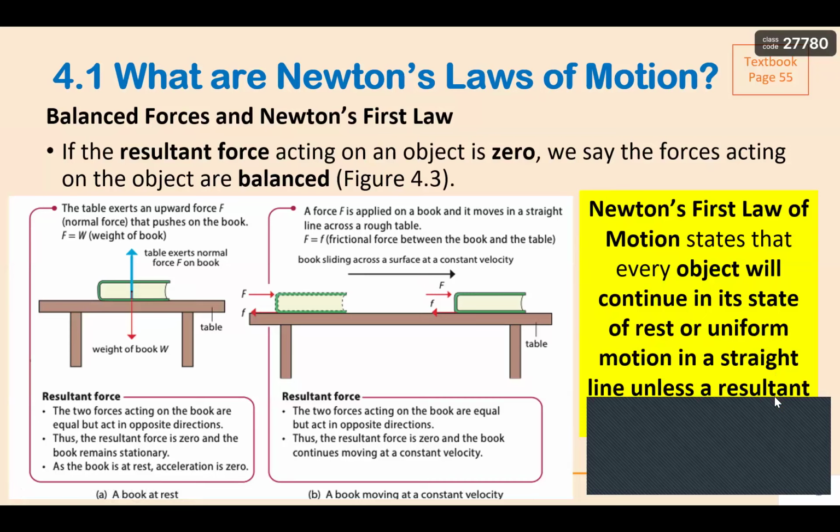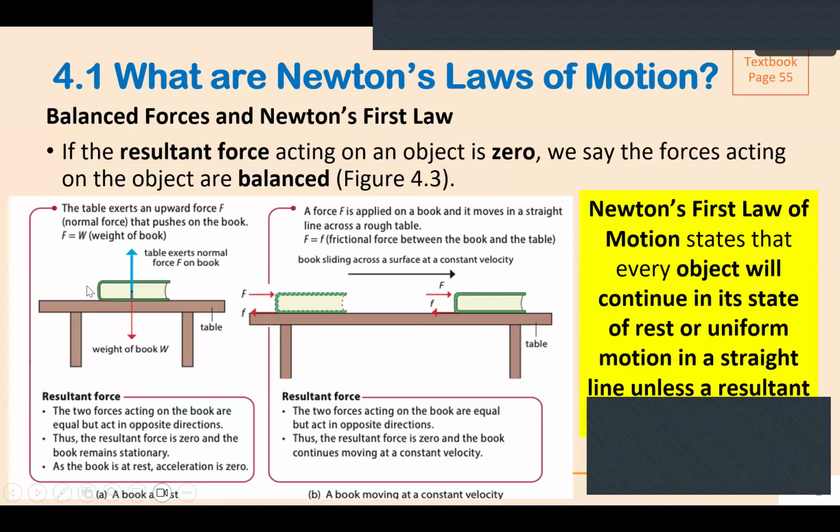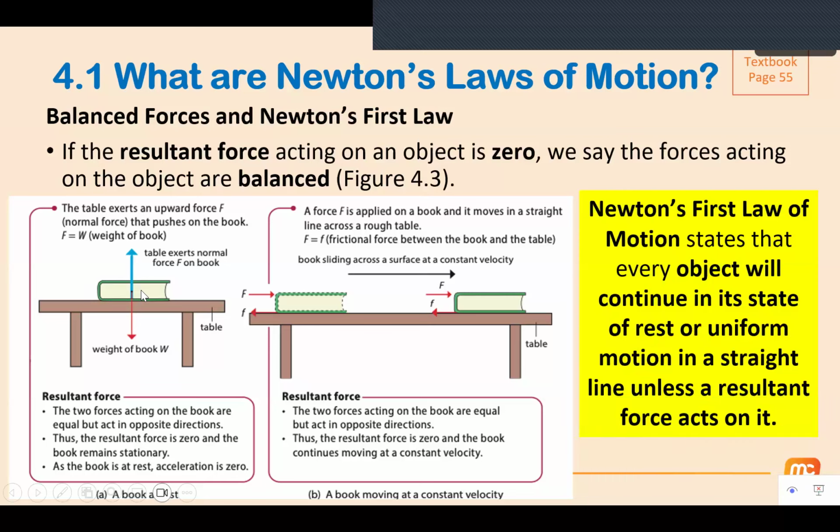Okay, so you can take a look at an example over here. You have a table, so the table is stationary. You have a book on the table, so the book is stationary on the table. What happens is, it doesn't mean that there are no forces acting on the book at all. We know that there must definitely be a weight pulling down on the book. But it is simply balanced by the contact force acting on the book.